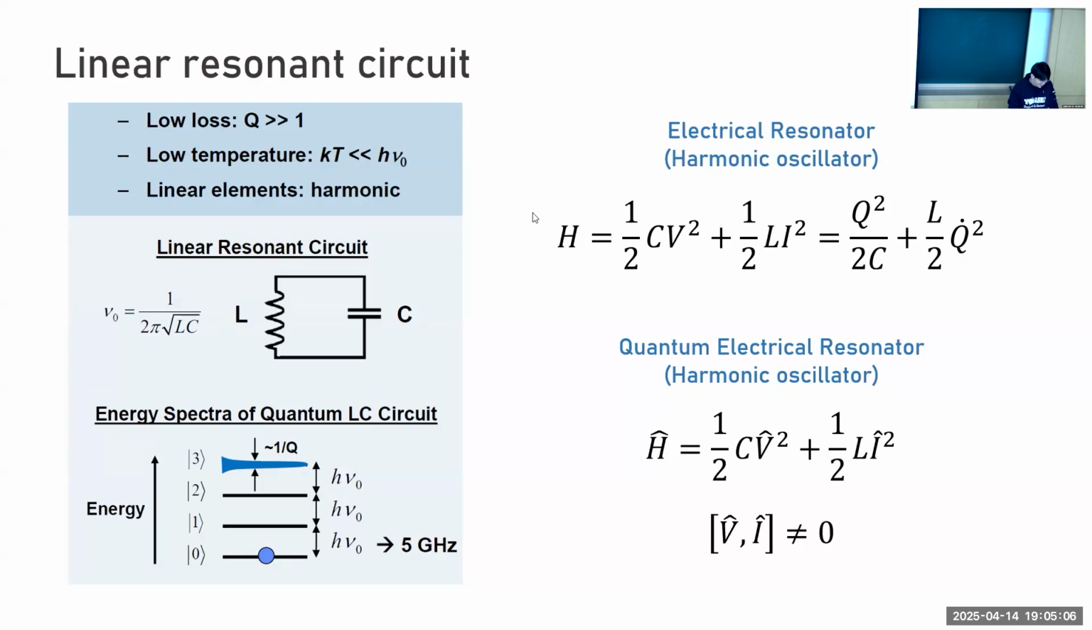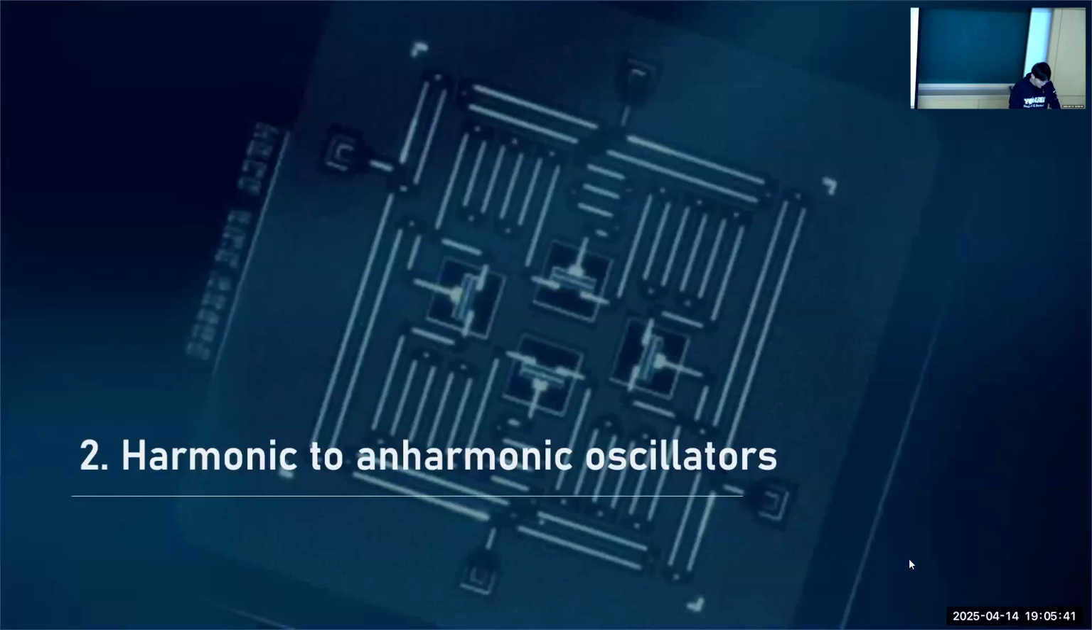So we can turn this Hamiltonian into a Hamiltonian in terms of Q. We can find the same structure as in classical mechanics, with Q in place of X, and the other constants replaced by C or L. Basically, in the electrical resonator, V and I are not commutative, like P and X are not commutative. So we can briefly go from harmonic to anharmonic oscillators.